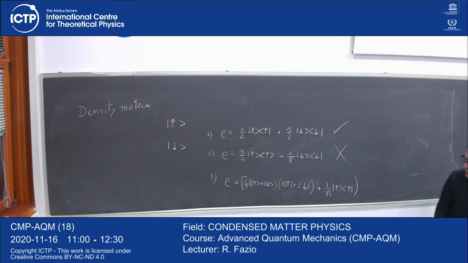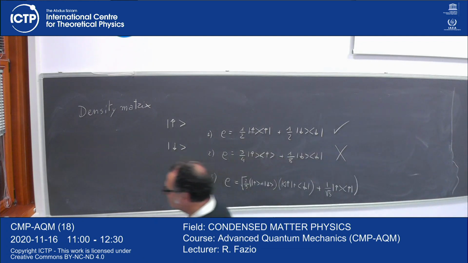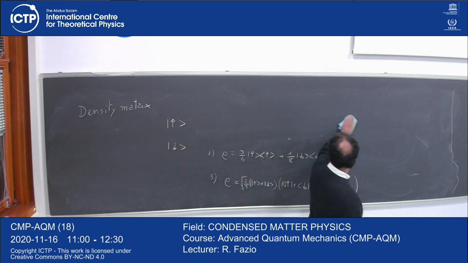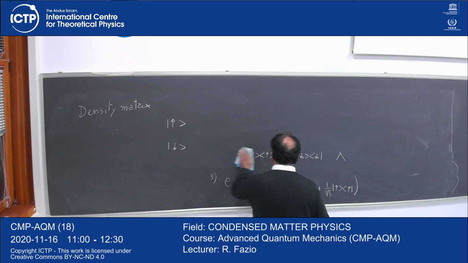So what do you have to do? First of all, you just write this in a matrix form. So this is a 2 by 2 matrix. Right? So let me write it. With 1 and 2 it is okay. So you got it right.